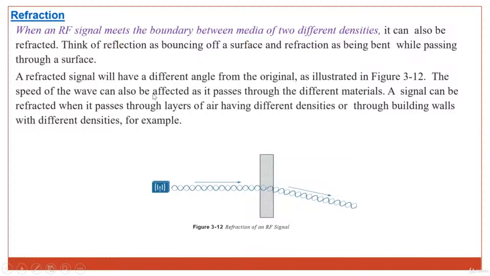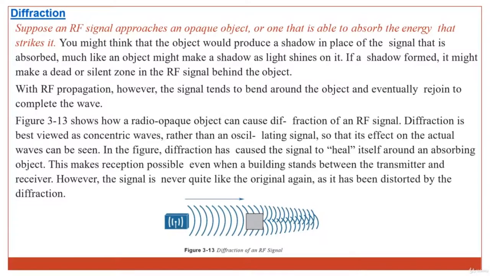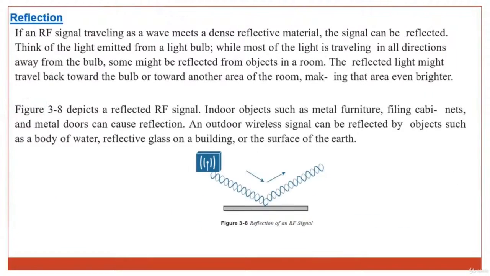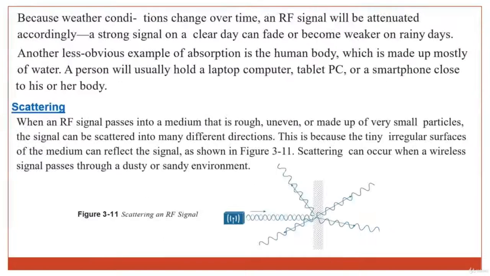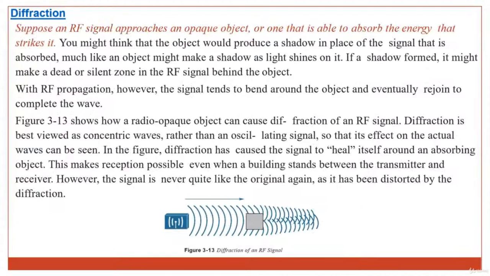Then we have refraction. Refraction means that your signal will get distorted. If you check the physics book, you'll find that it happens when an RF signal meets the boundary between media of two different densities. If in one place you have higher density and in another lower density, for example air and water, where air has low density and water has higher density, and the signal travels through those media, obviously it will get refracted. So these are the evils we have here: reflection, absorption, scattering, and refraction.